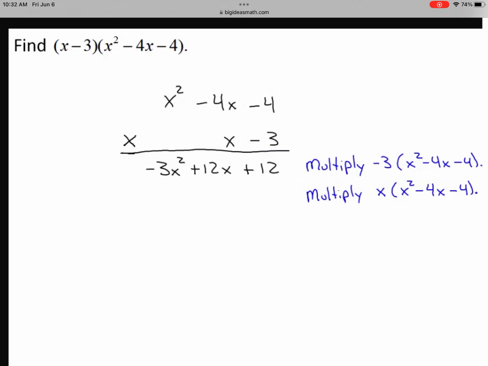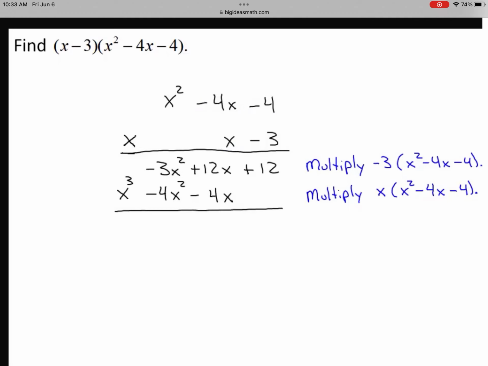Next multiply x times the quantity x squared minus 4x minus 4. x times x squared equals x cubed. x times negative 4x equals negative 4x squared. And x times negative 4 equals negative 4x.